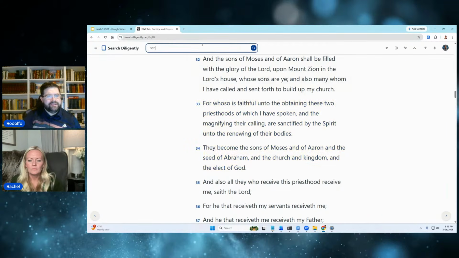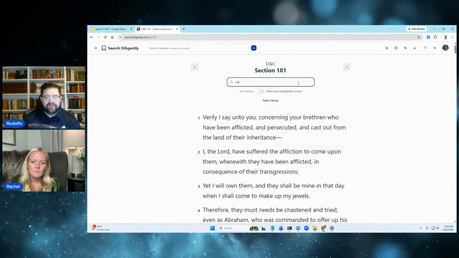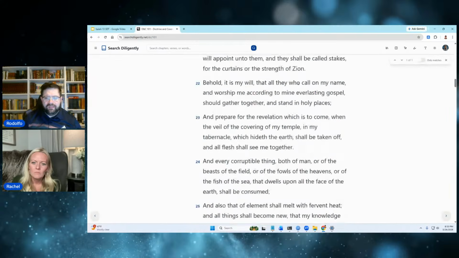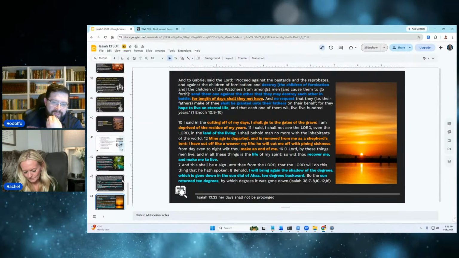And in the MC 101, you have: "And in that day the infant shall not die until he is old, and his life shall be as the age of a tree," similar to what you read in Isaiah. "And when he dies, he shall not sleep," that's to say, in the earth, "but shall be changed in the twinkling of an eye, and shall be caught up, and his rest shall be glorious." Oh, that's a good one.